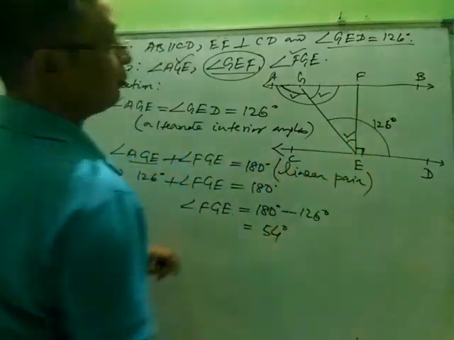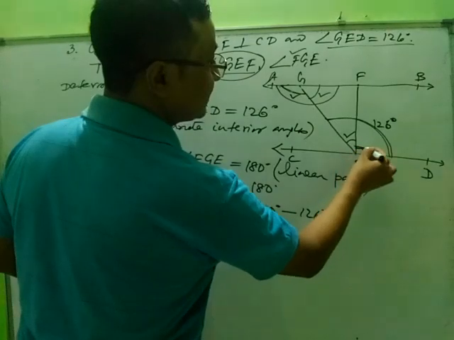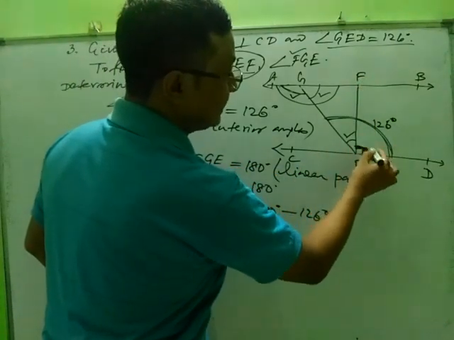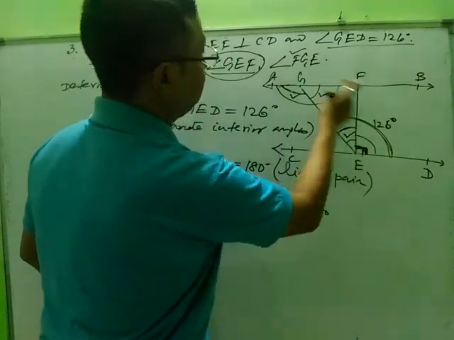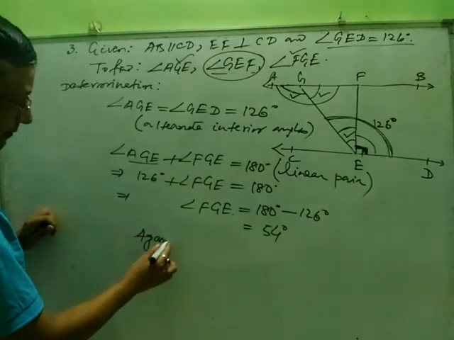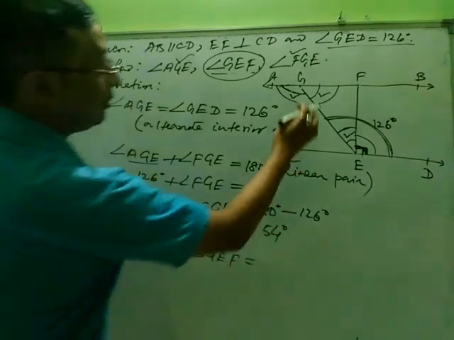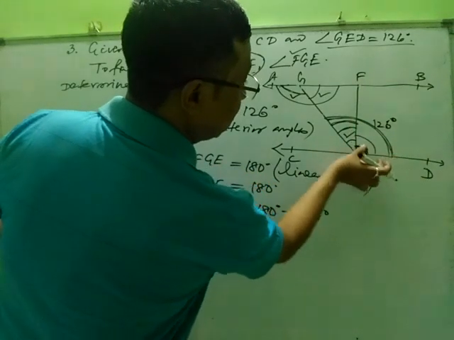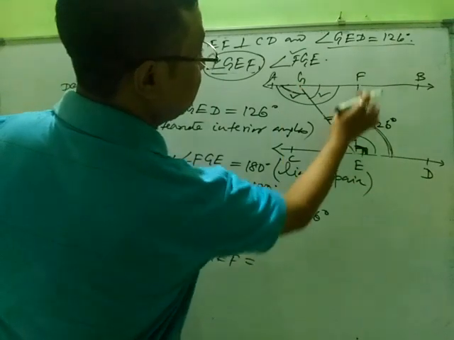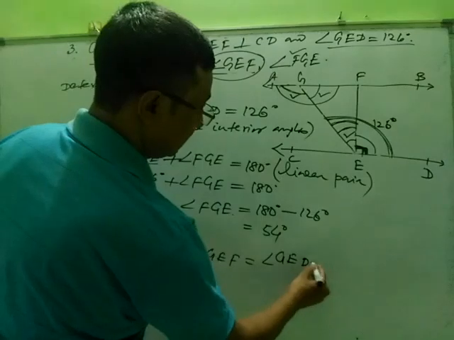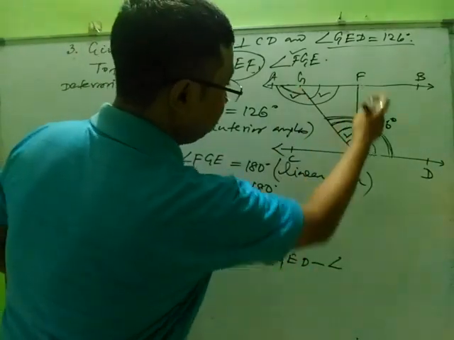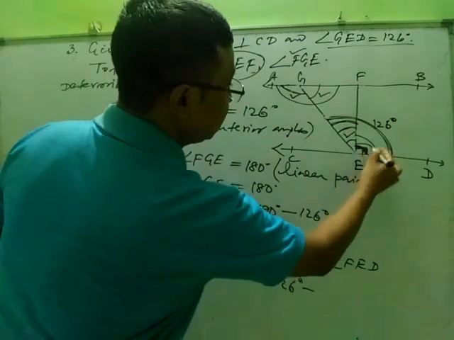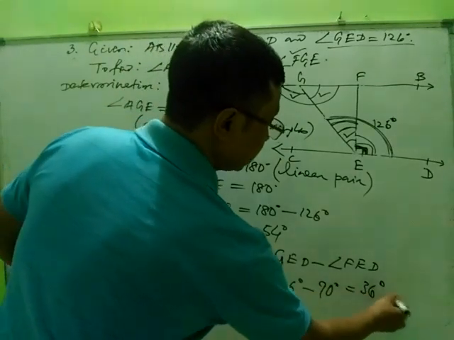ZEF, so GEF. How to get it? From this whole angle, minus 90 degrees, from this whole angle deduct FEB, and you will get this angle, that is GEF. So again, angle GEF equals GED, this total, minus FED. From this whole, deducting this angle, you will get this much. So angle GED minus angle FED, so 126 minus 90 degrees, you get 36 degrees. Very simple.